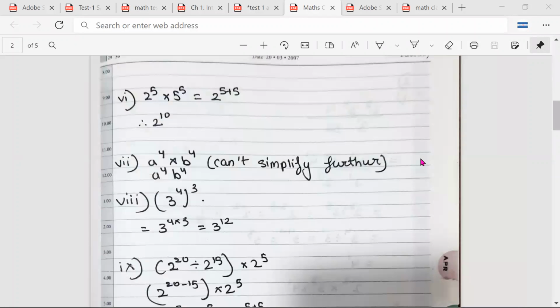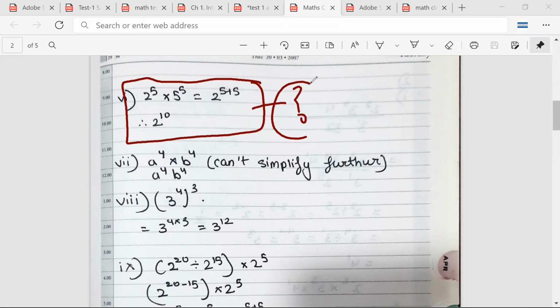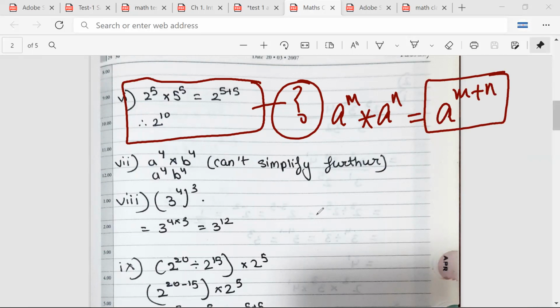So next question is 2 raised to 5, 5 raised to 5. Okay, is it correct or not? Soumya ji, is it correct? I don't think so. Why don't you think so? Because 2 and 5, they are two different bases. Shabash. Sanvi ji, any doubt? No, sir. But the formula is a raised to power m into a raised to power n is equal to a raised to power m plus n. Have you understood this? Yes.